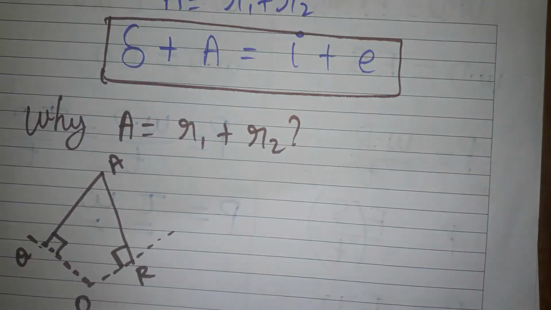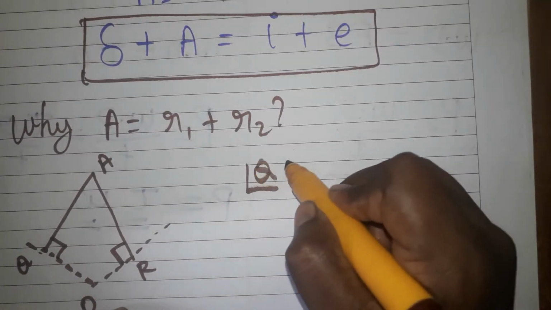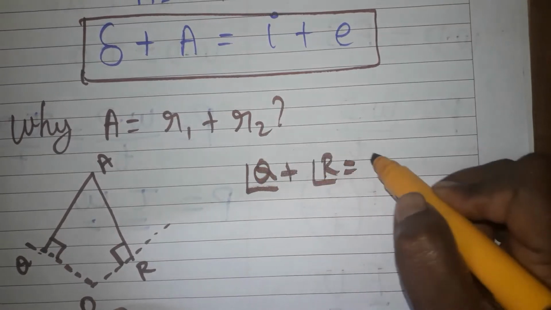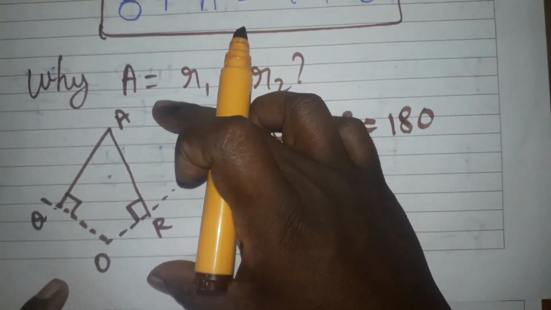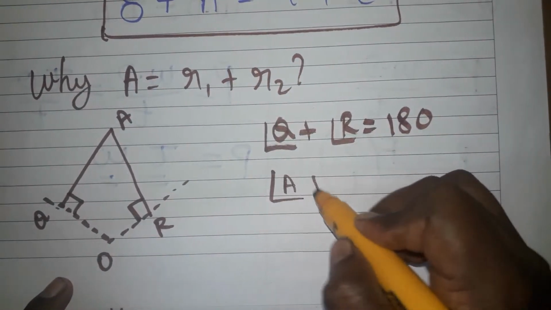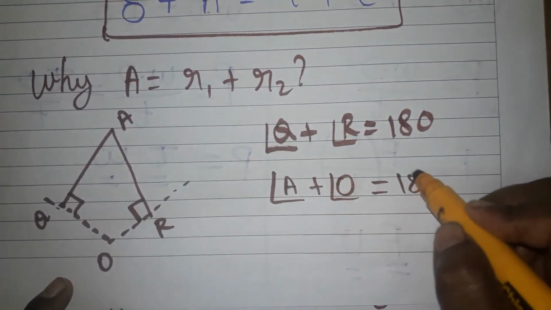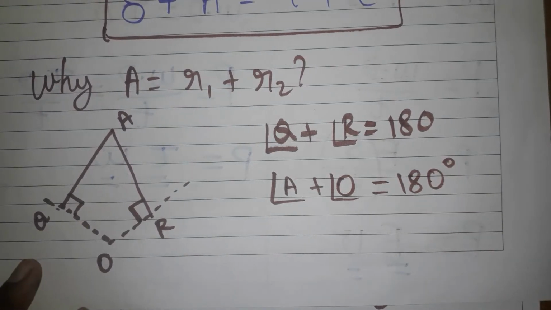So angle Q plus angle R is equal to 180 degree we can have. So what is the opposite angle? Angle A plus angle O is equal to 180 degree.